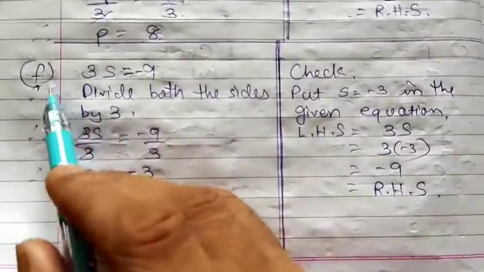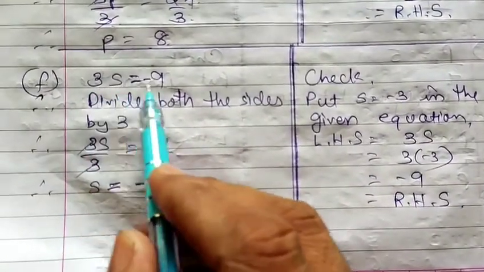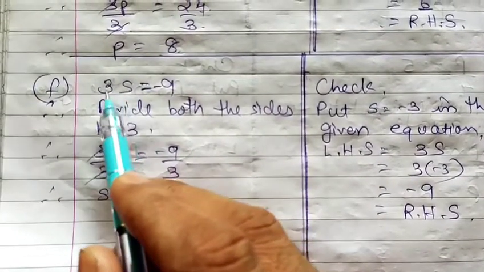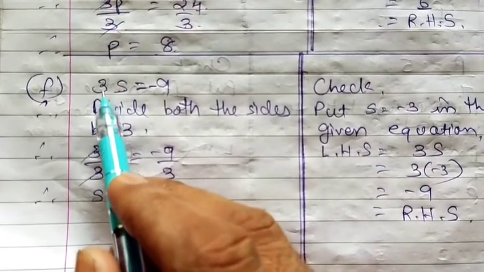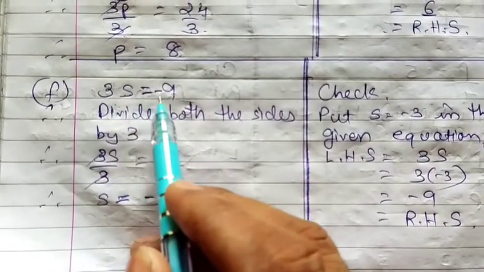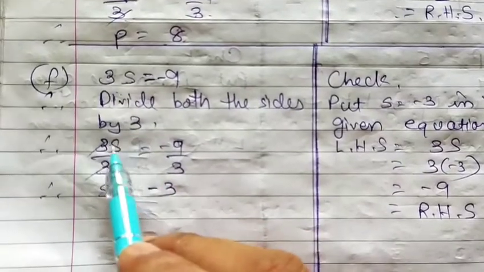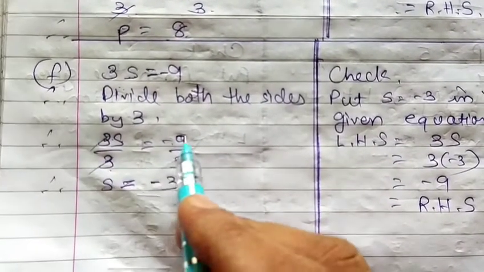Now let us see the next one. F: 3 times s equals minus 9. Now it is in multiple form, so the same value I have to divide by 3. So 3 times s divided by 3, so minus 9 divided by 3. Divide both the sides by 3. So 3 times s divided by 3 and minus 9 divided by 3.